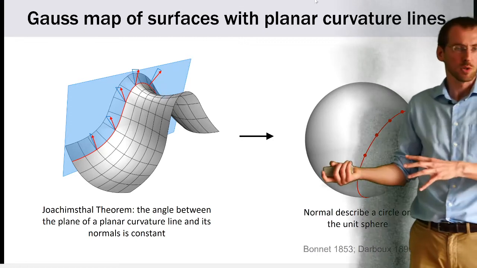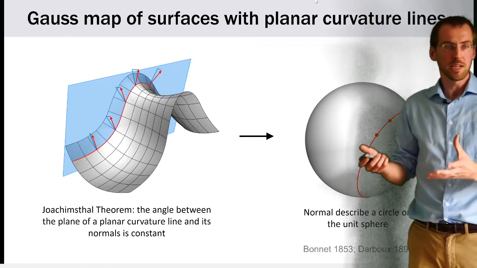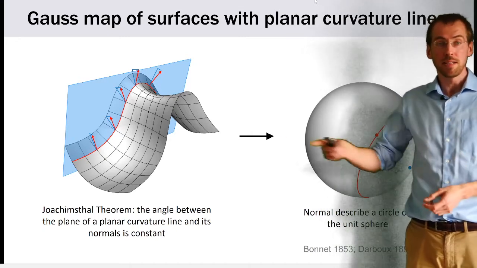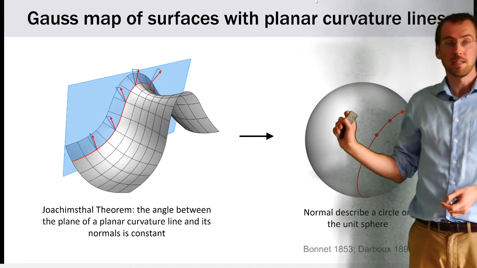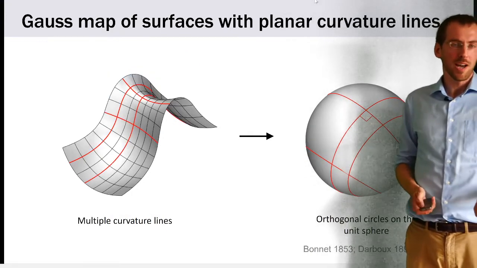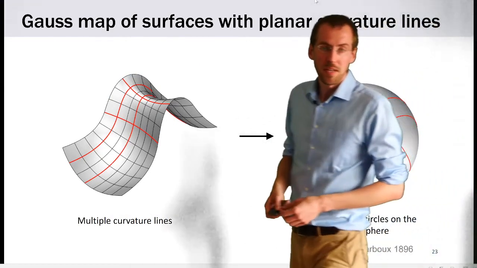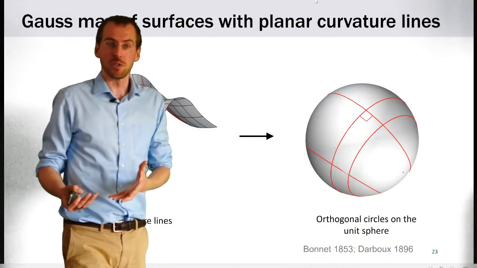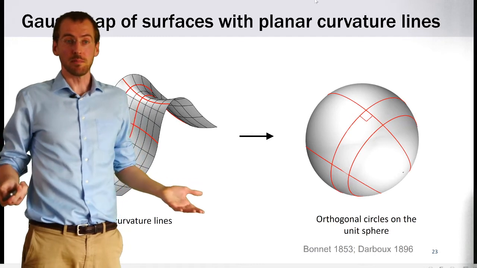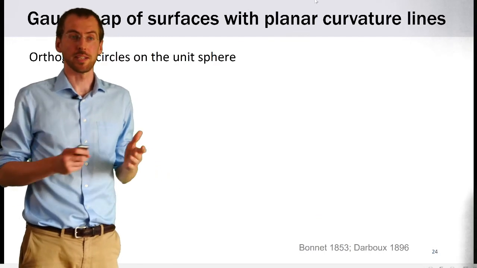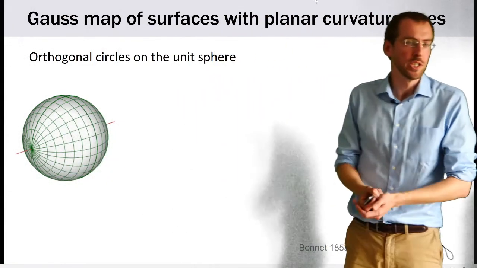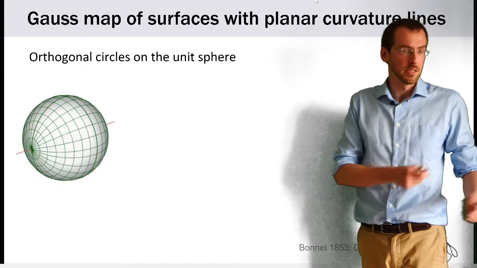And the Joachimsthal theorem from surface theory tells us that if a curvature line is planar, then this curve on the sphere is necessarily a circle. So now if we look at multiple curvature lines, their Gauss map is a set of circles that necessarily cross at 90 degrees. And there are actually not that many ways to have circles on the sphere that cross at 90 degrees. One example is the decomposition of the sphere in parallels and meridians.